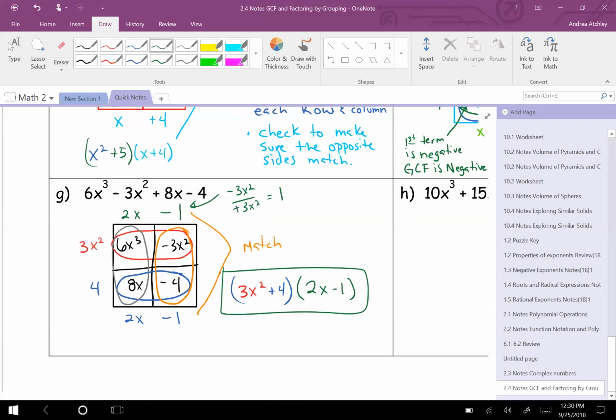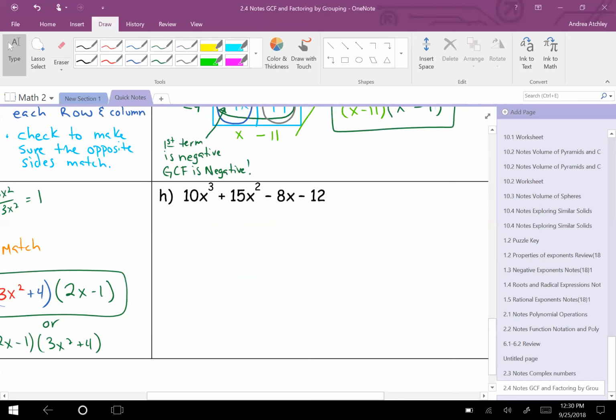Order doesn't matter. So I could do 2x minus 1 times 3x squared plus 4. The order in which I multiply doesn't matter. That's the commutative property of multiplication. Just like I could add 2 and 5 and 5 and 2 and it'd be the same number. I can multiply two things and I get the same answer. Okay, do H. See if you guys can get H.